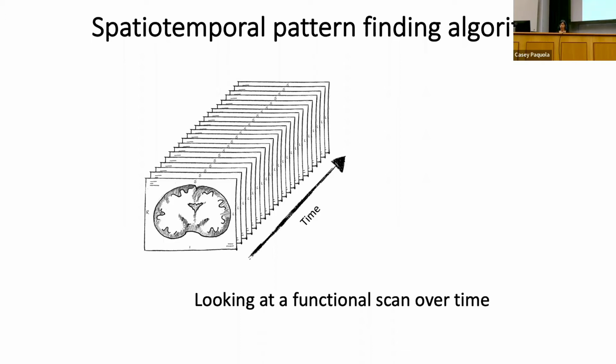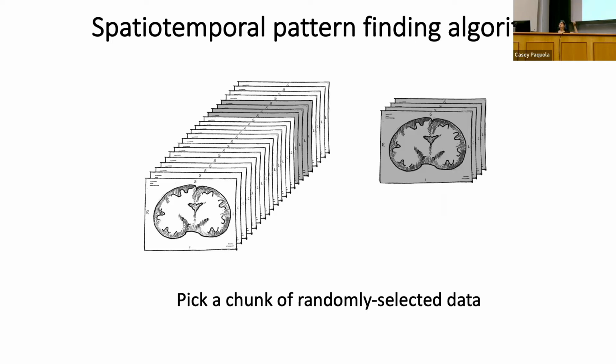And so one of my students made this cool little cartoon to show how the algorithm works. So these are volumes of images over time. And we randomly select a chunk. For humans, that chunk is about 20 seconds long. And we can talk more about window length later.